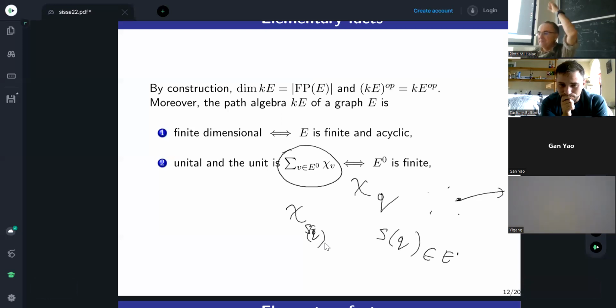It's a bit more tricky and a bit more fun to prove the opposite implication. Namely, to prove that if E0 is infinite, then this is a non-unital algebra.